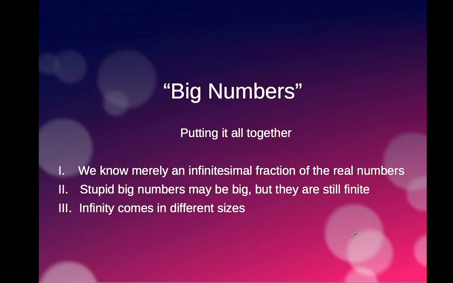So let's just bring it all home. If I haven't totally led you off a bunny trail by now, just three things. We know basically an infinitesimal fraction of all the real numbers that are out there. Stupid big numbers may be stupid big, but they are still finite. That is to say, even Graham's number, even Rayo's number has a first digit and a last digit, even if it takes the Poincaré recurrence time to find out what they are. And then, of course, infinity comes in different sizes.